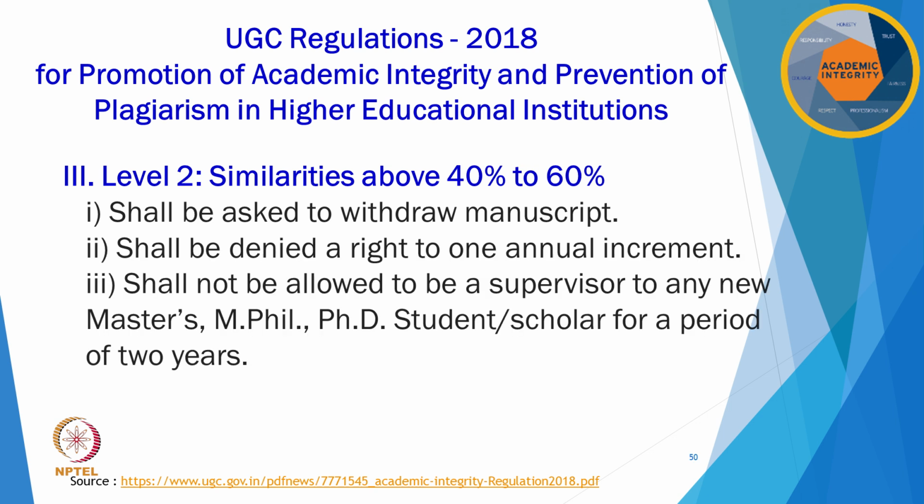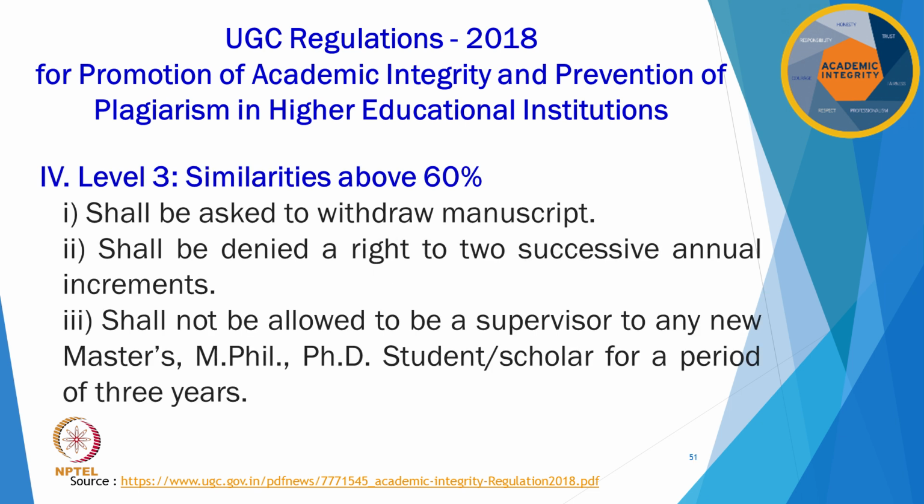Level 2 plagiarism, from 40 to 60%, is prescribed to result in debarring the student from submission for 1 year. Level 2 plagiarism in publication will lead to the loss of 1 annual increment, and such faculty will not be allowed to supervise research scholars for 2 years, in addition to withdrawal of said manuscript.